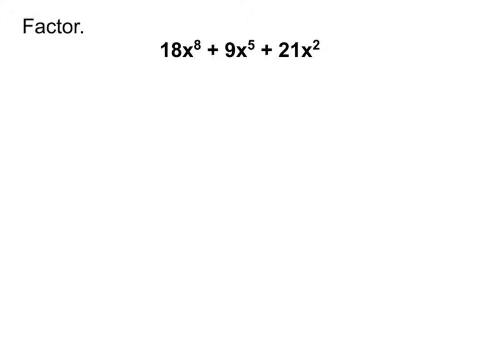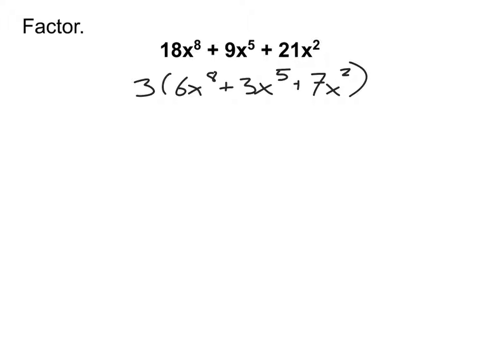And that looks like it's about it. And so then, if that's all we did, then we'd end up with this. 3 times 6x to the 8th plus 3x to the 5th plus 7x squared. And that's what we did last time. That's what we did last week.